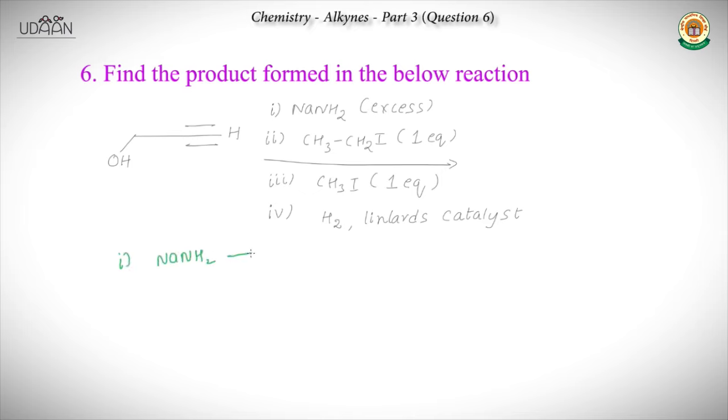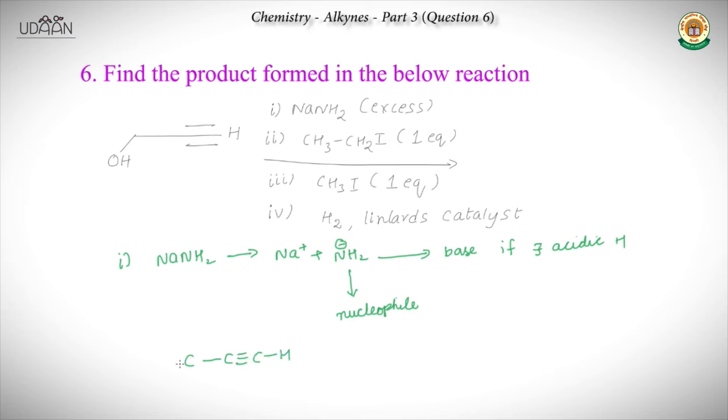We know that NaNH2 gives Na plus NH2 minus. Now this NH2 minus will act as a base if there is any acidic hydrogen present within the system. If not, it acts as a nucleophile. Now, in the given compound, we have two acidic hydrogens: this one and the hydrogen attached to OH. And OH is more acidic, right?